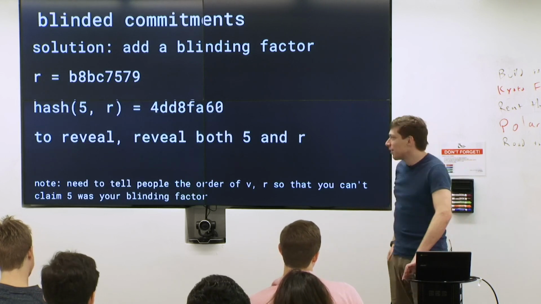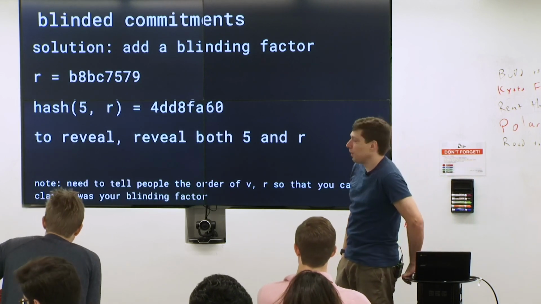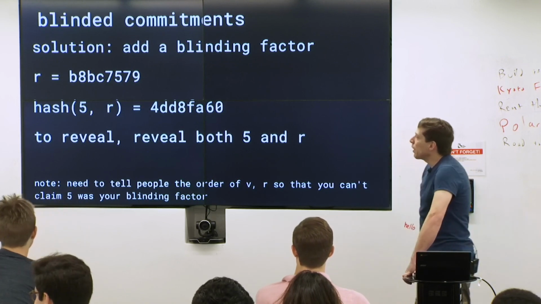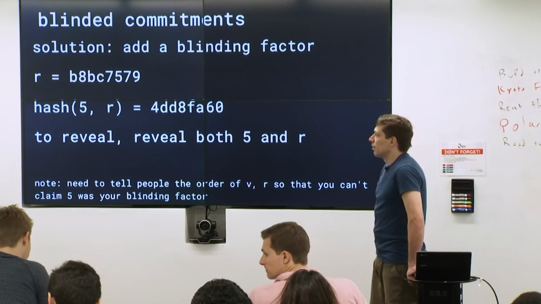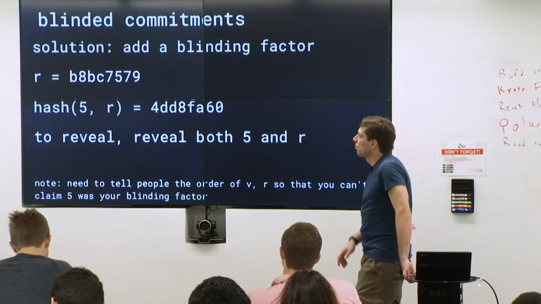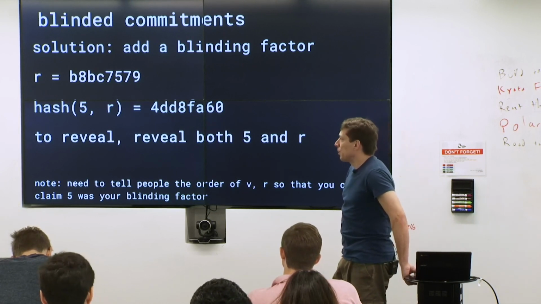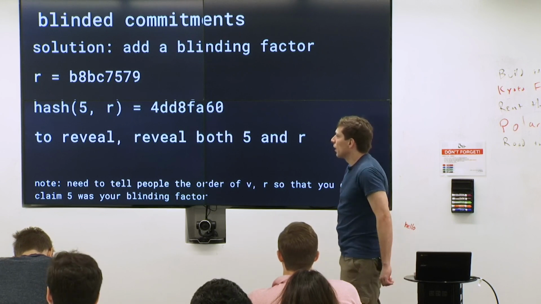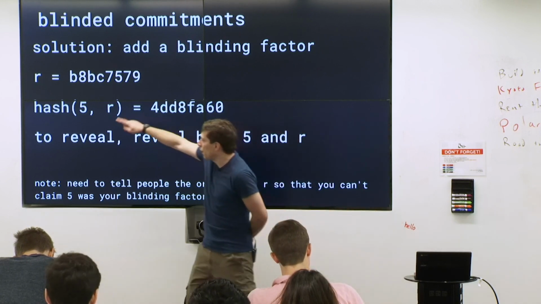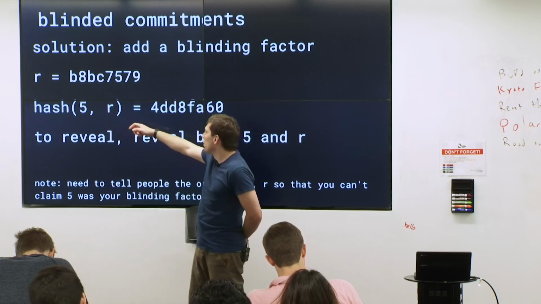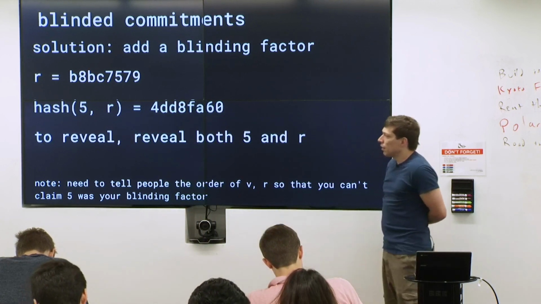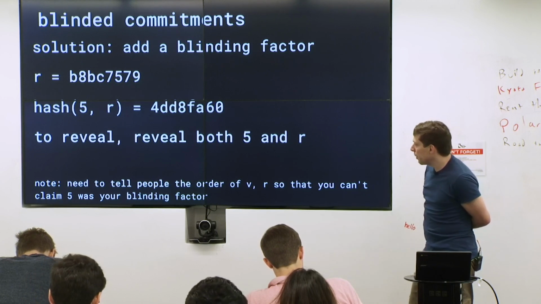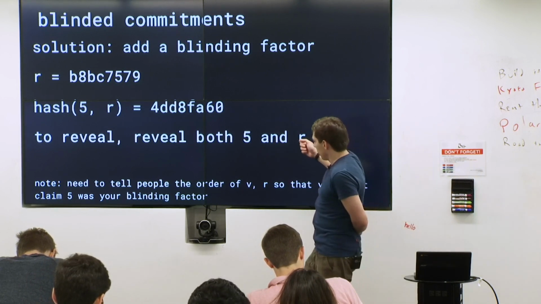Okay, so a pretty straightforward solution: add a blinding factor. We're going to call that R, for random. Let's say R is B8BC7579. Now I'm going to take the hash of 5 concatenated with R, and now this is a different hash. To reveal what I was committing to, you reveal both 5 and R.